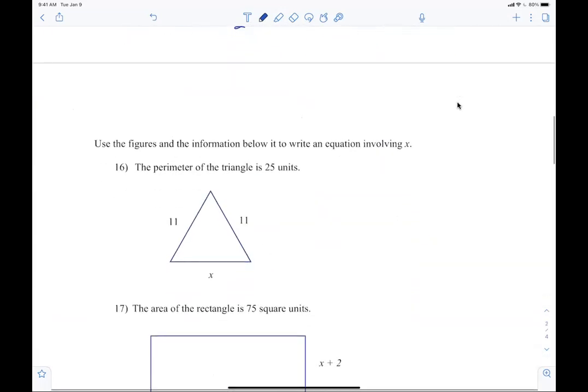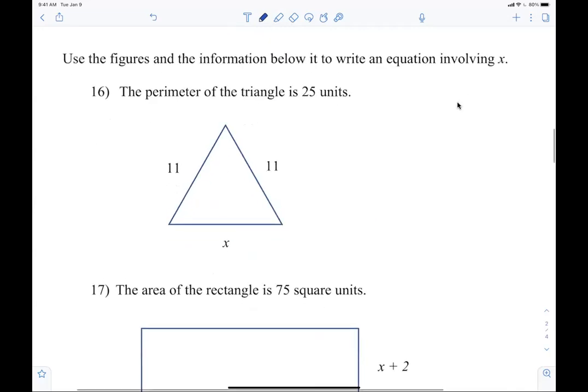That brings me to Brianna, let's go. You're on 16. You're just writing an equation. We're not solving. Tell me what perimeter means, kiddo. Yeah, exactly. So perimeter is just adding all the sides. So come on, let's go, write it now.